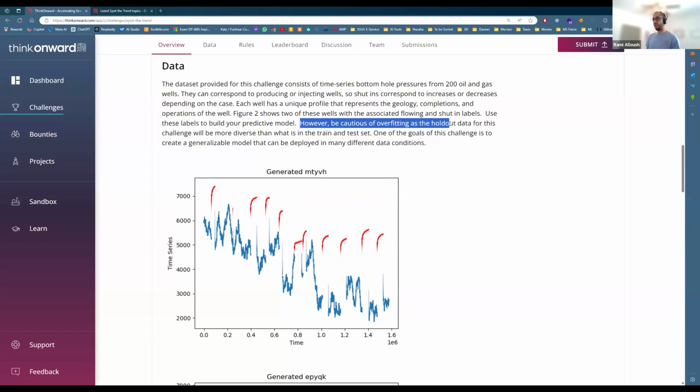However, be cautious of overfitting. We will explain overfitting next class, as the holdout data for this challenge will be more diverse than what is in the train and test dataset.